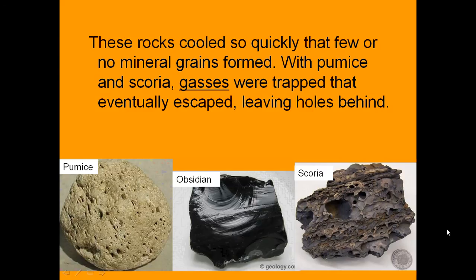Obsidian is also an extrusive igneous rock, meaning it was ejected or it formed outside of the crust of the Earth. And it cooled so quickly that no mineral grains formed in it. It almost looks like a black glass.